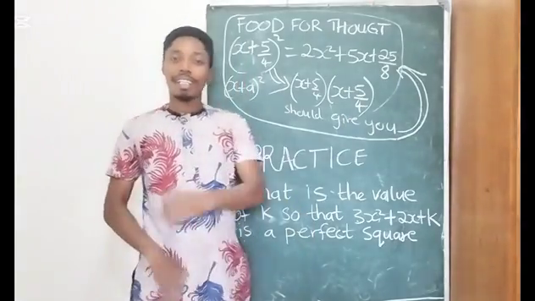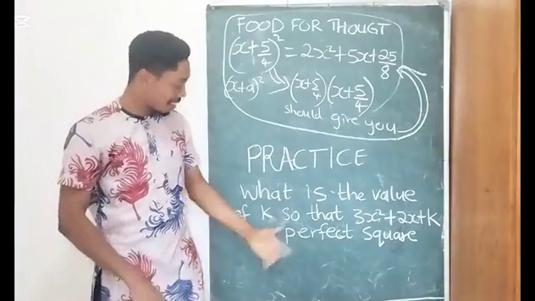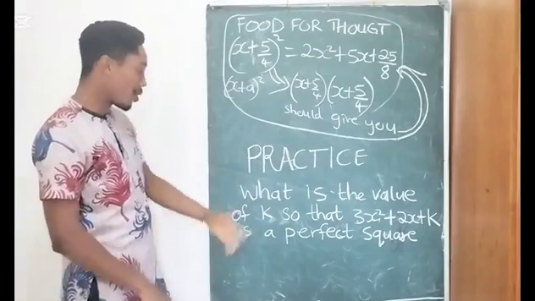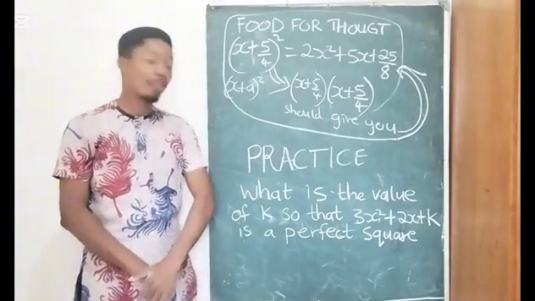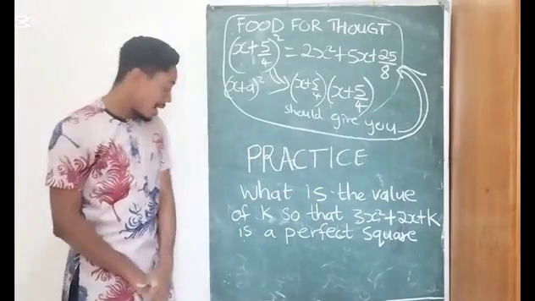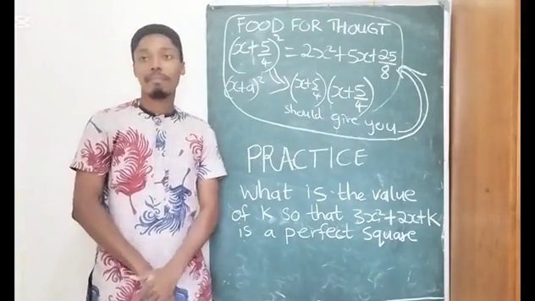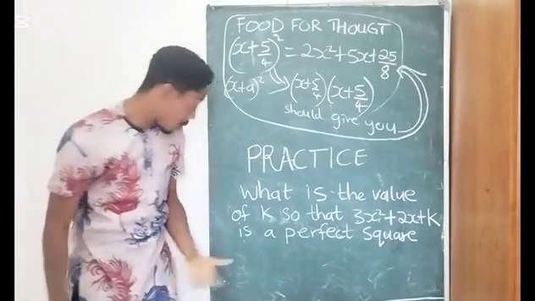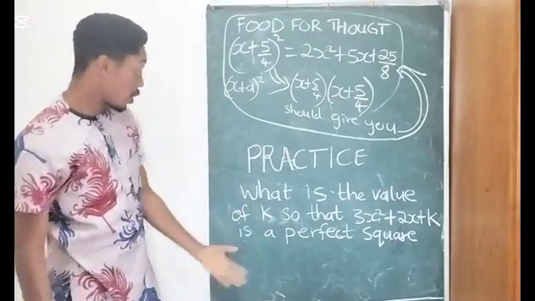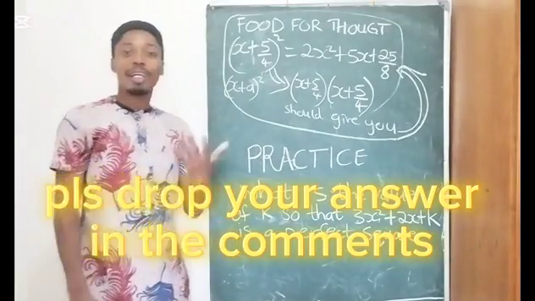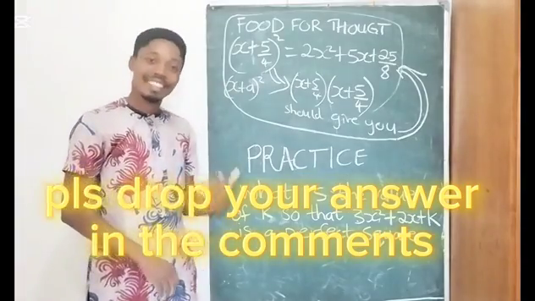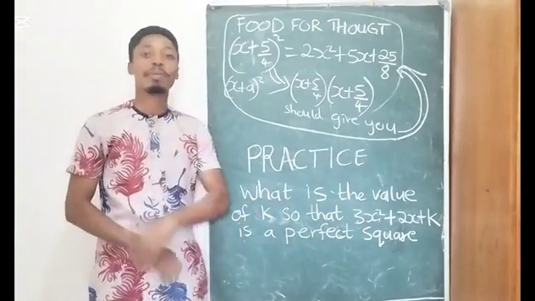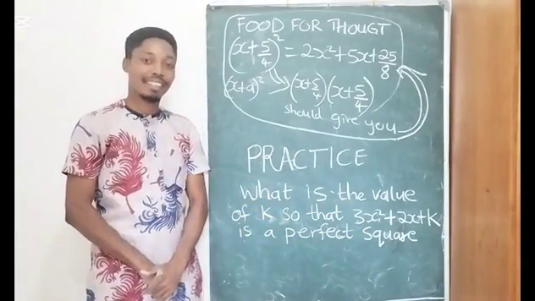Check it out. I have a question for practice, and that's presented before you here. What's the value of k so that 3x squared plus 2x plus k is a perfect square? It should be a perfect square. So solve this question, put your answer in the comment section. I will react to it.